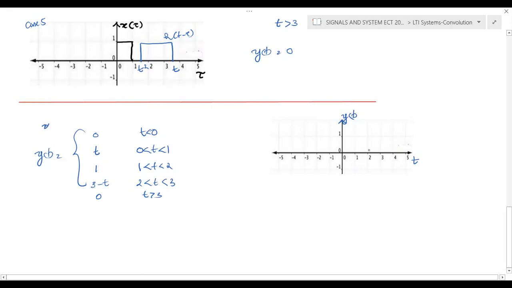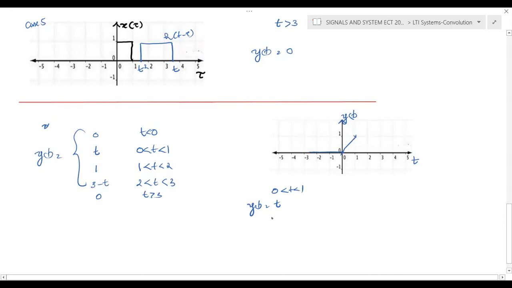When t is less than 0, the signal magnitude is 0. For the duration 0 to 1, you will get t. T means it's a straight line with slope 1. So if you want to know the shape of this waveform, for 0 to 1, y of t is equal to t. If you substitute t equal to 0, you will get 0. When t is equal to 1, y of t is equal to 1. So you can join these two points. So it's a straight line.